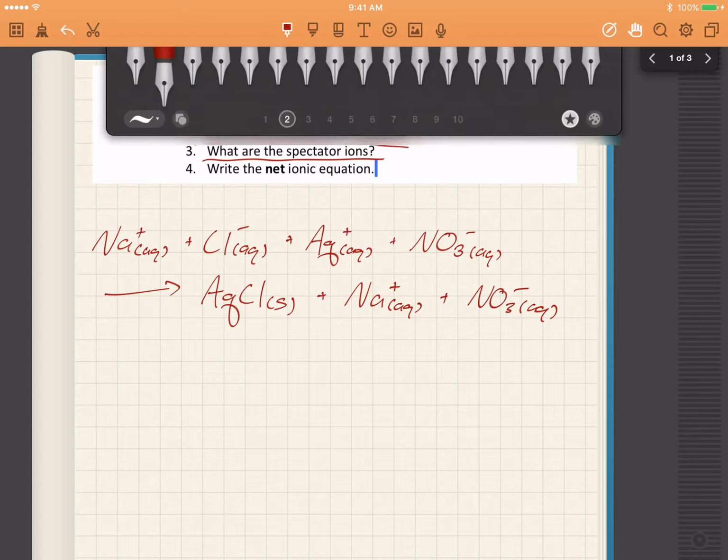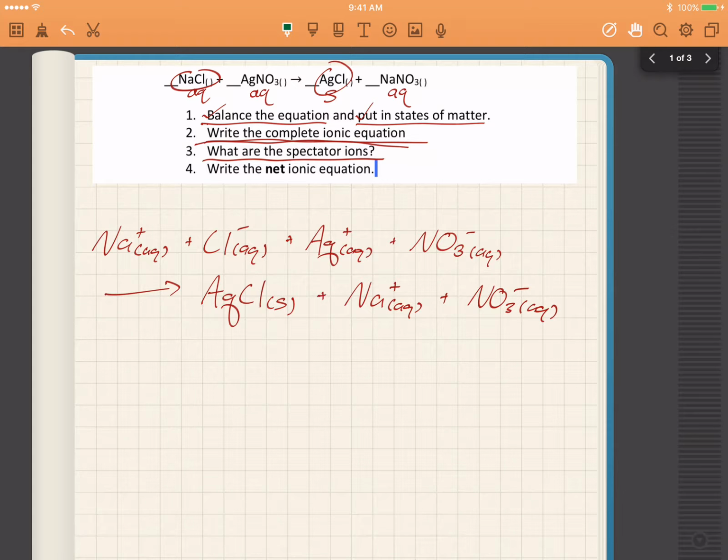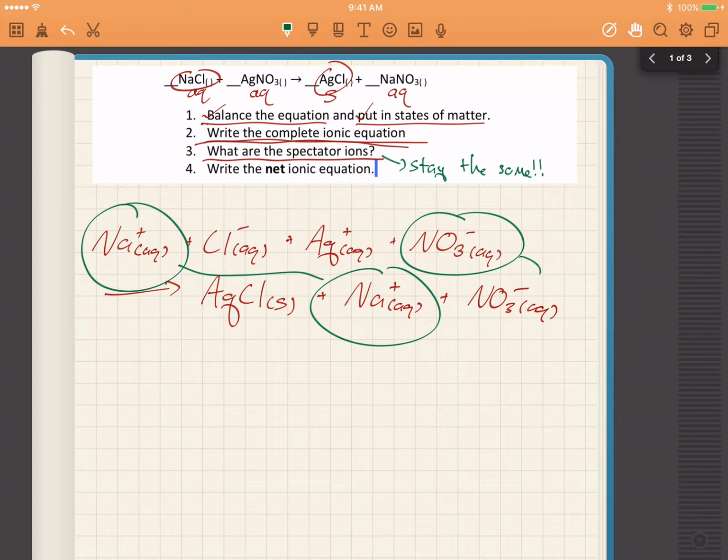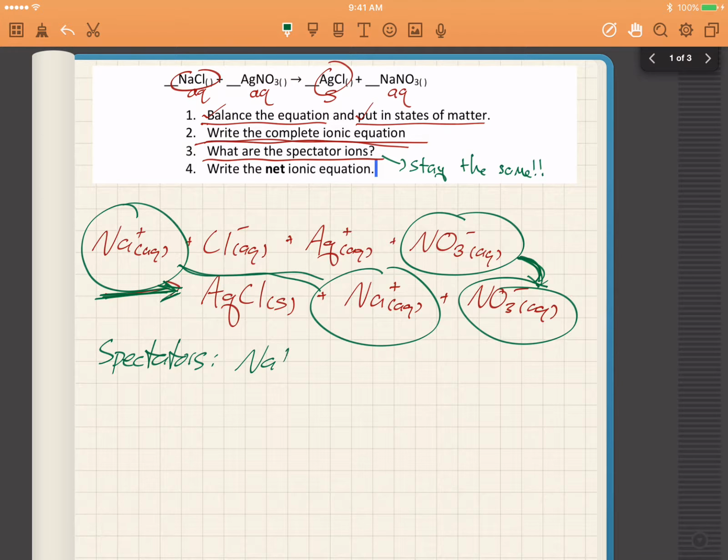Now we have to identify the spectator ions. In green, the spectator ions are the ones that stay the same. So, the ones that stay the same are the sodium, right? And the nitrate. The reason that I say that they stay the same is when the reaction proceeds, which means that it goes from left to right, the sodium is unaffected, and the nitrate is also unaffected. They both stay. So the spectator ions are Na plus and NO3 minus.